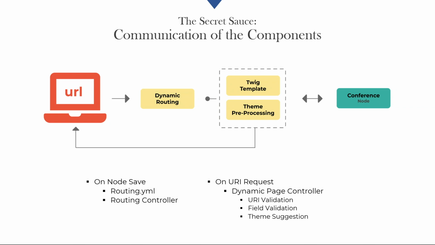Next up is, how do these components all communicate? This is a really simplified version of what happens when you request a conference page. On the left, you see the orange computer: somebody makes a request for a page. That request comes into Drupal, and our dynamic routing or dynamic page module picks up that request. It looks at the URL and finds out based on our routing YAML files and URI validation. Then it suggests a Twig template and provides any theme pre-processing that we need. It goes to the node, gets all the data, brings it back, and sends it along to the browser to render it all in the page. Did I miss anything on that one?